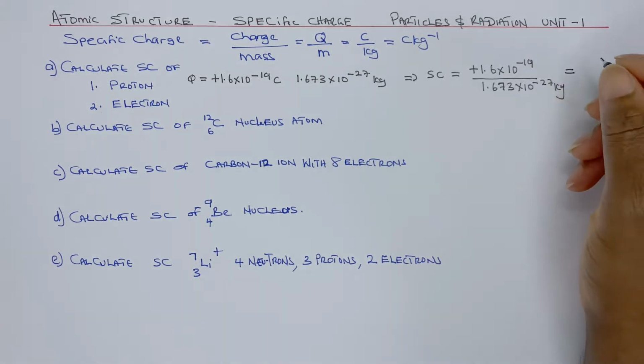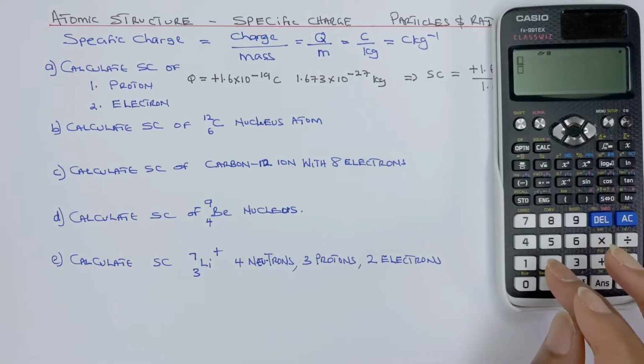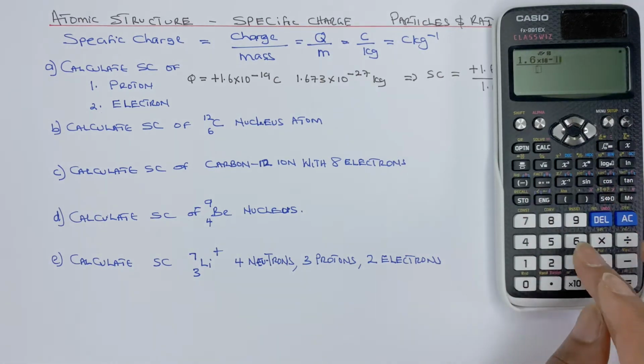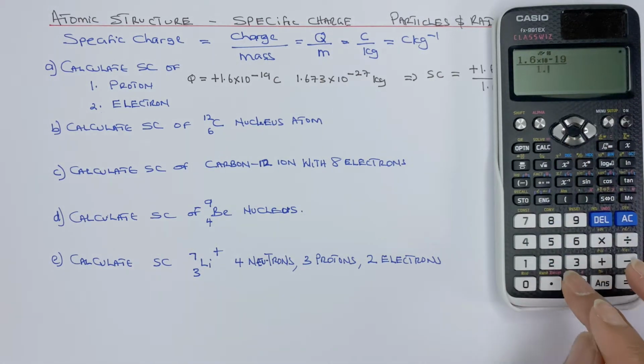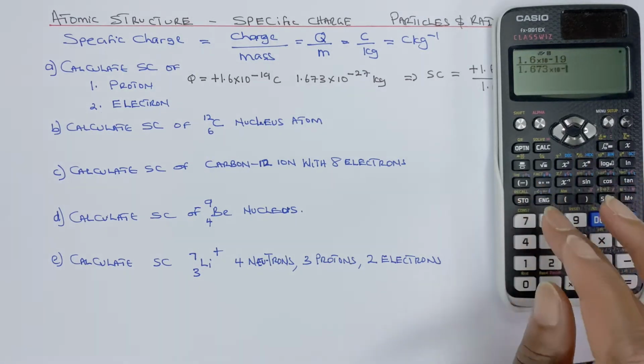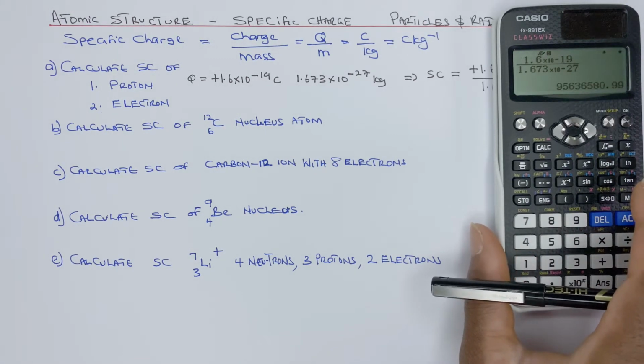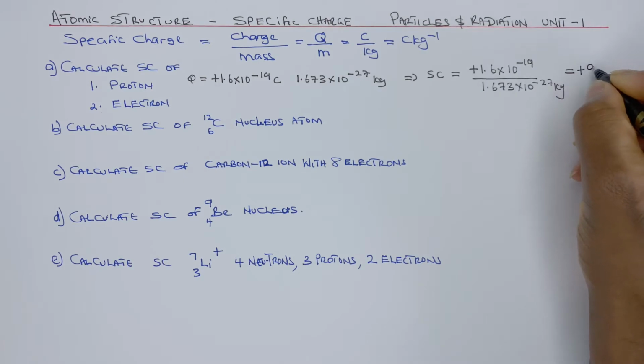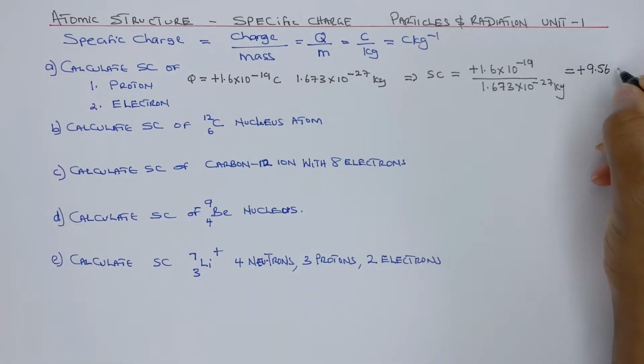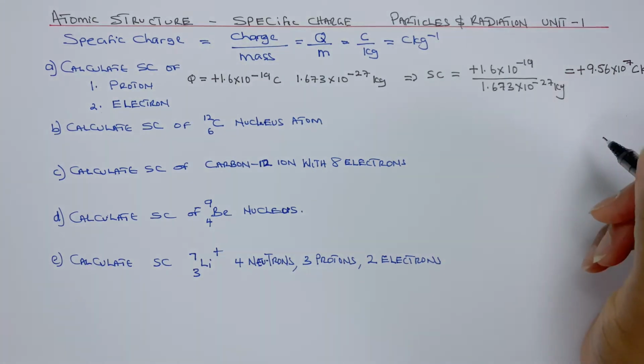And that will give, make sure the calculator is on, use the fraction key, 1.6 times 10 to the power minus 19, arrow key down, 1.673 times 10 to the power minus 27 kilogram. So that's 9.56 times 10 to the power 7 coulomb per kilogram. So that's the specific charge for the proton.